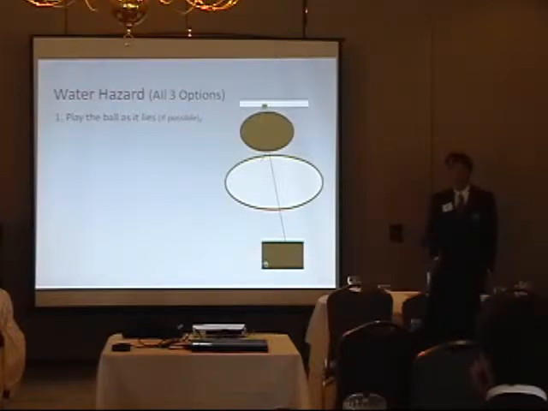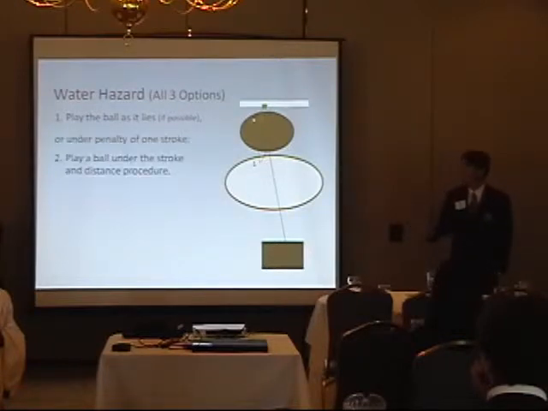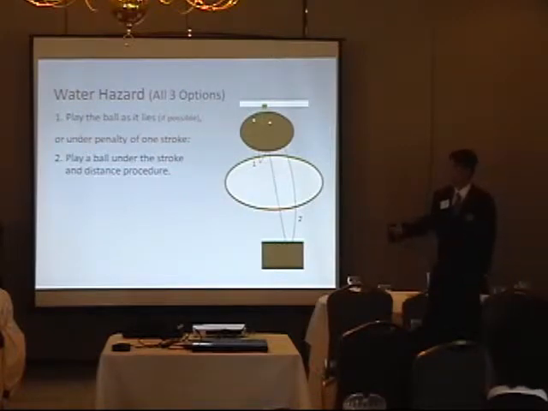The first option is you can always play the ball as it lies. If it's, let's say, a creek that is dried out and you can go down and play it, you are allowed to. There's no penalty in fact, in that situation. You can go ahead and play it. The second option, under the penalty of 1 stroke, is to play a ball under the stroke and distance penalty, i.e. just drop another golf ball or tee up another golf ball from where you last played the shot.